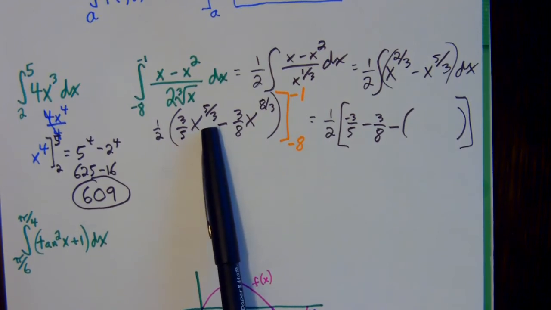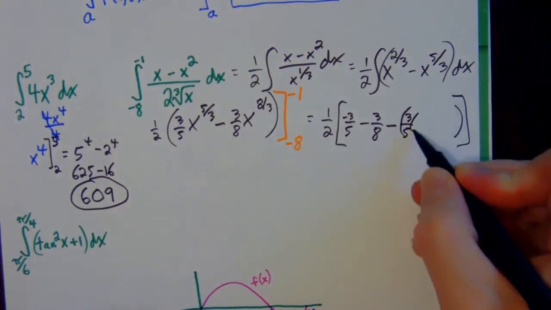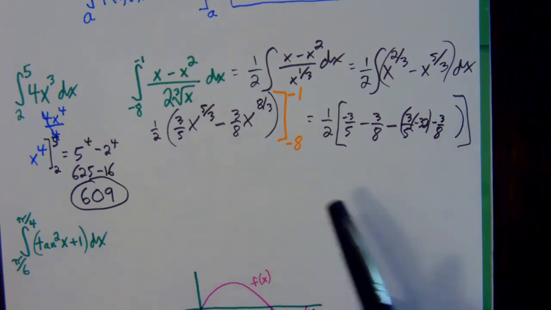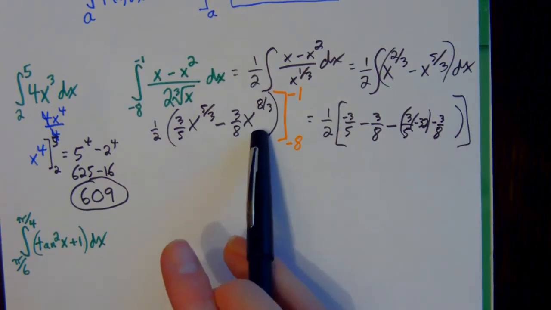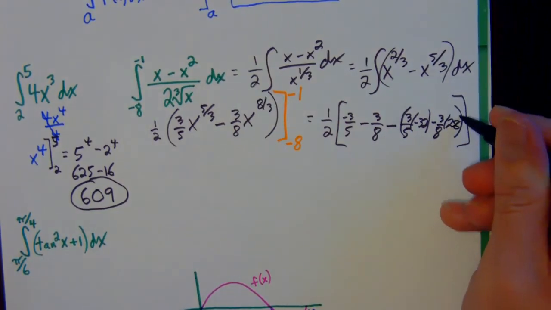Do the cube root of -8, which is -2. Then you raise it to the 5th power. So this is going to give us 3/5 times a -32. And I'm going to go minus the 3/8. And I'm going to do the cube root of -8, which is -2. Raise it to the 8th power. It's going to be 256.